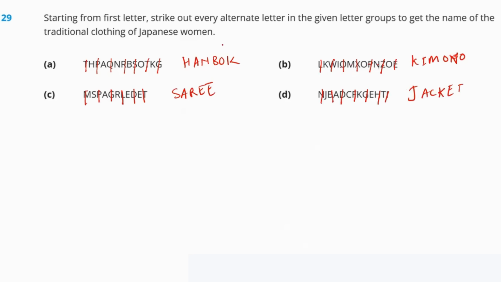Okay, and we need to find what the Japanese women would be wearing. They would be wearing kimono. Hanbok is for the Korean ladies.